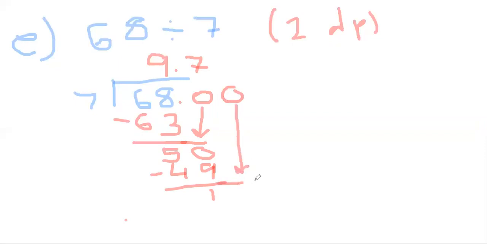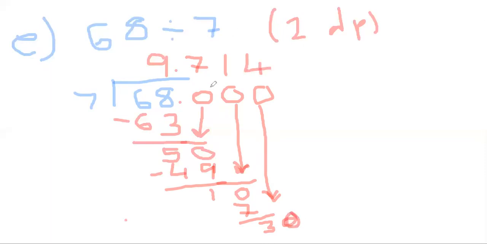So I brought this 0 down here. So 7 goes into 10 how many times? 1 time. 1 times 7 is 7. So what we have here is 3. I can put another 0 and bring it here, so that this one becomes a 30. 7 goes into 30 how many times? 7 goes into 30 4 times, because 4 times 7 is 28.